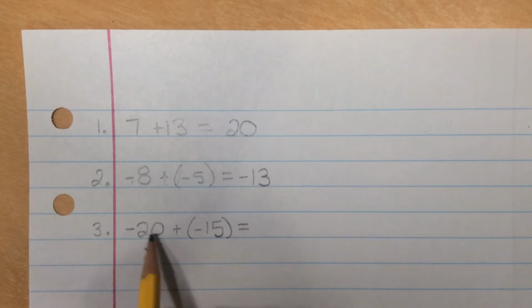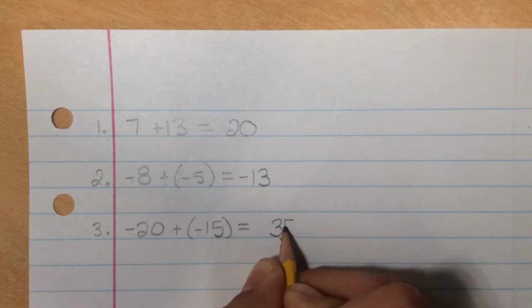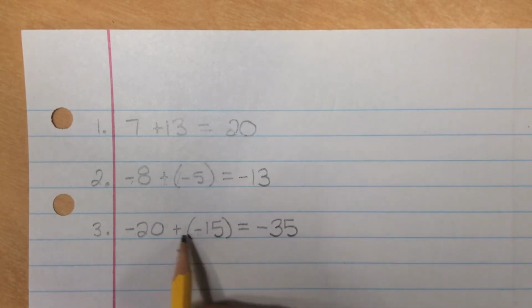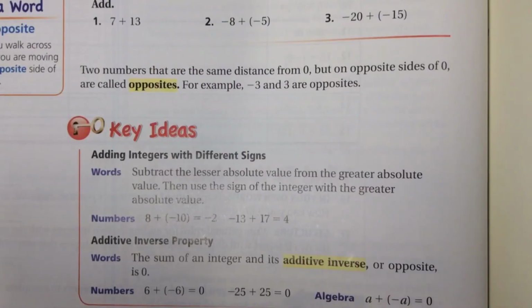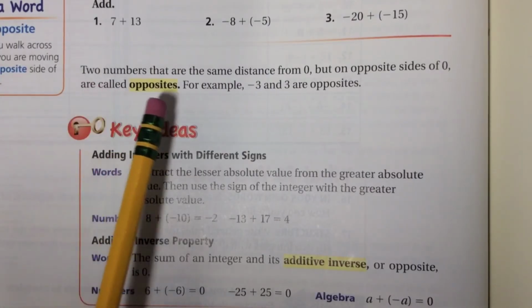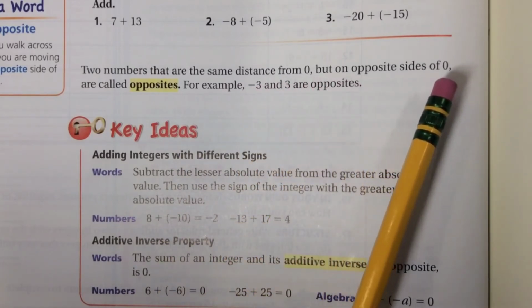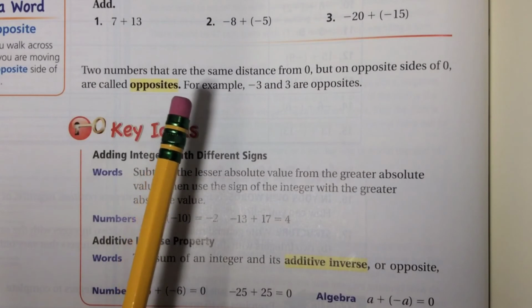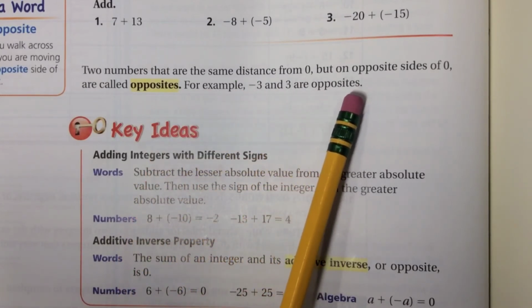Here I have -20 plus -15. Same sign, so I add and keep. Add the number part, keep the sign. Same sign, add and keep. Well, moving on in the lesson, we come to a part here that says two numbers that are the same distance from 0, but on opposite sides of 0, are called opposites. For example, -3 and 3 are opposites.